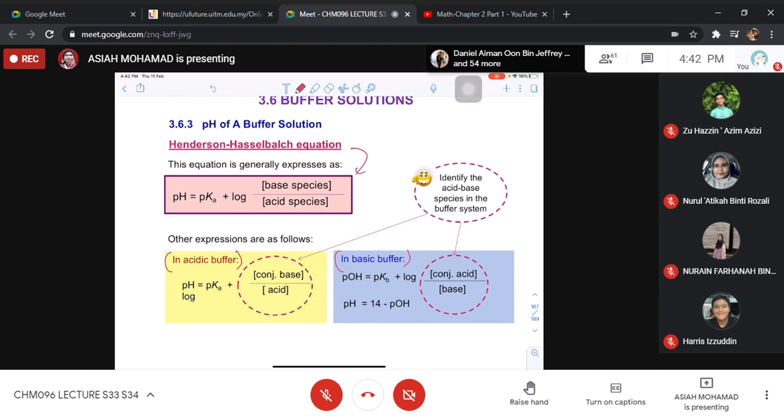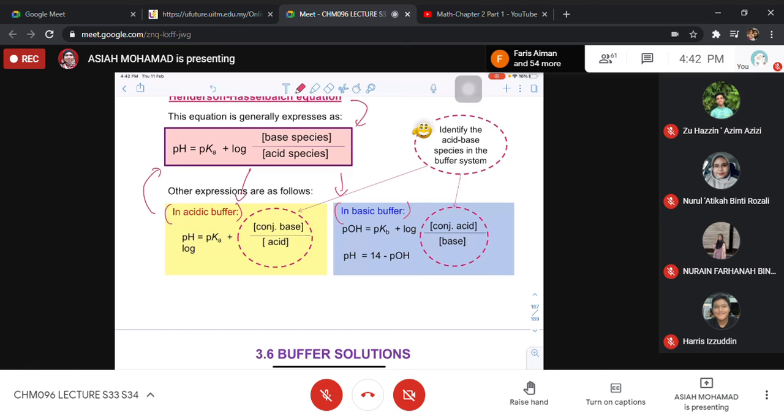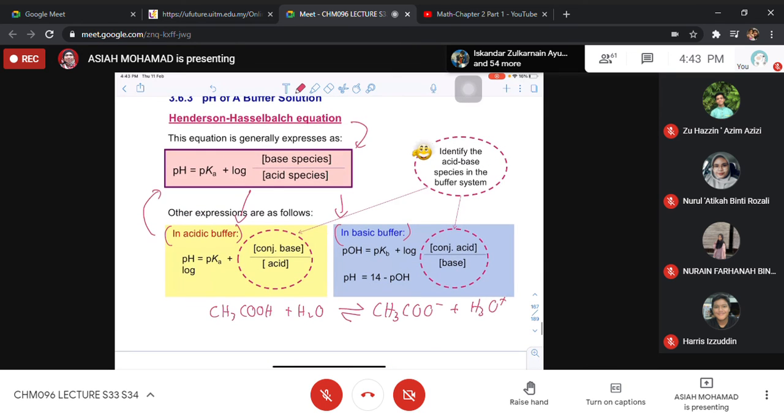But if you want to use only one, pH equal to pKa plus log base over acid, you can actually use it in both types of buffer. For example, let's say you have this system, CH3COOH plus water, that will produce CH3COO minus and H3O plus. In order to calculate the pH of this buffer system, pH is equal to pKa.